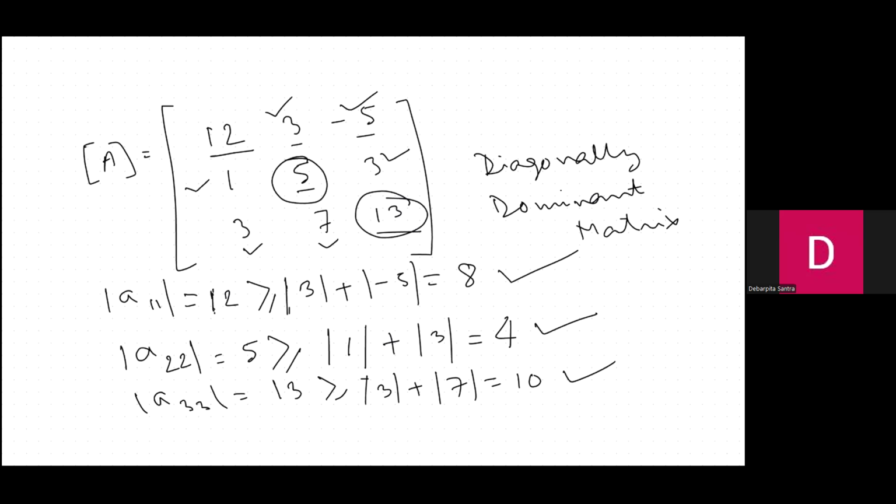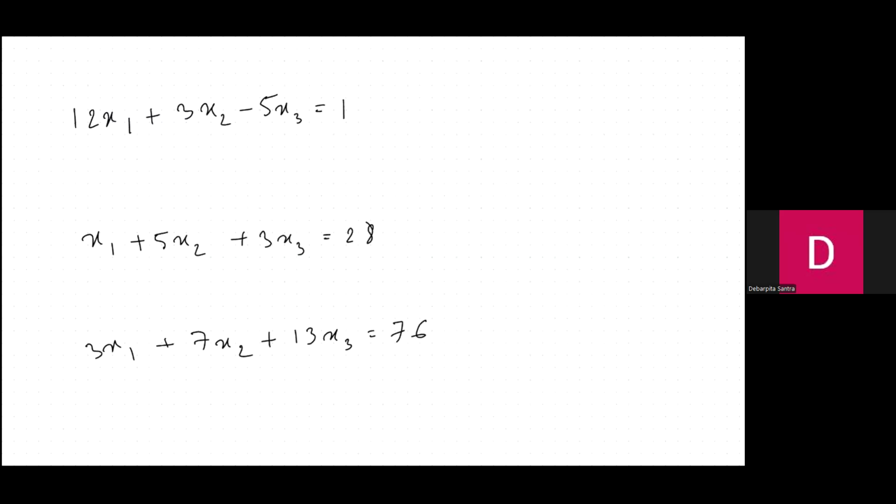Now, let us move on to the second step. First you check whether it is a diagonally dominant matrix or not. If it is so, then we move to the next step. I have written down the equations again. As in the theory part, you have seen what to do. From this, we will first find the value of x1. So x1 is 1 minus 3x2 plus 5x3 divided by 12. All these parts except this one we have shifted to the right hand side of the equation.